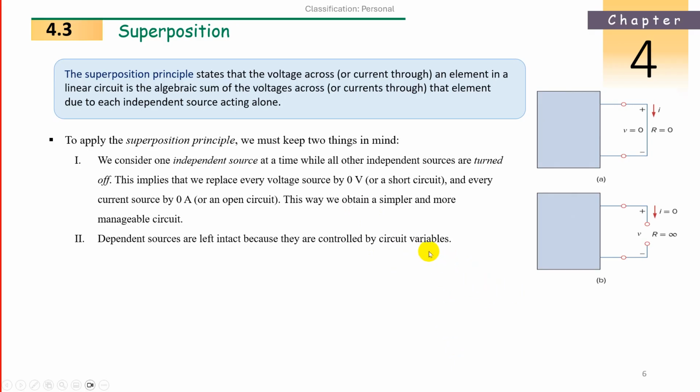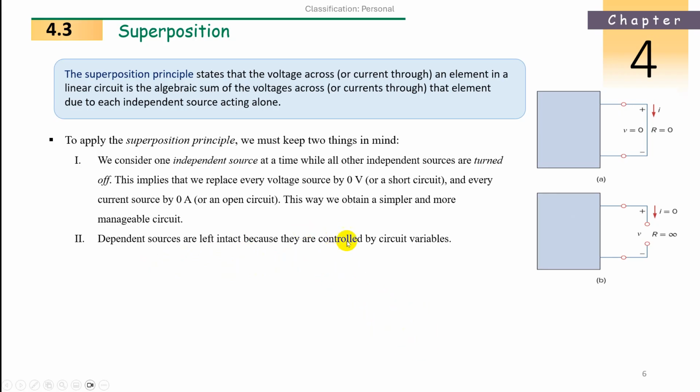Four types. Voltage-controlled voltage source, voltage-controlled current source, current-controlled voltage source, current-controlled current source. Four dependent sources we have, from chapter 1 I am telling. So these dependent sources should not be touched.